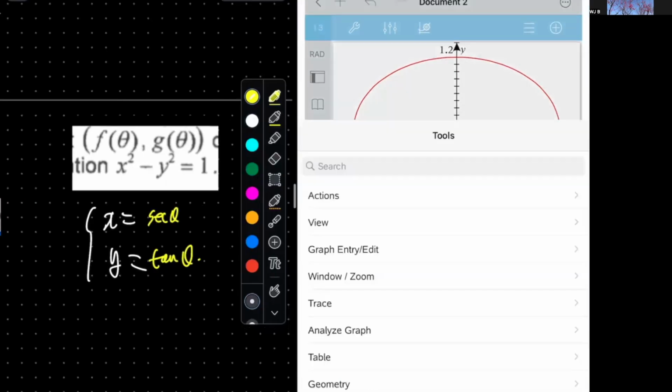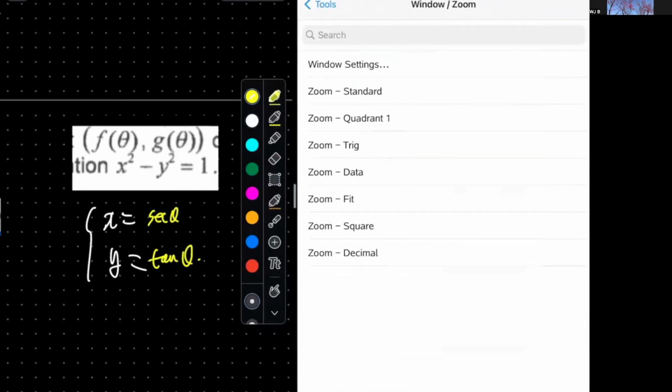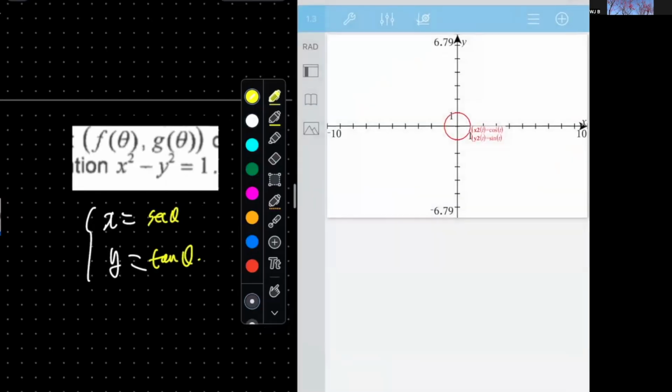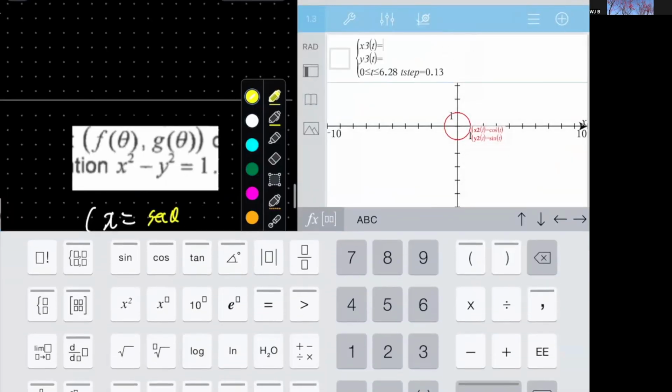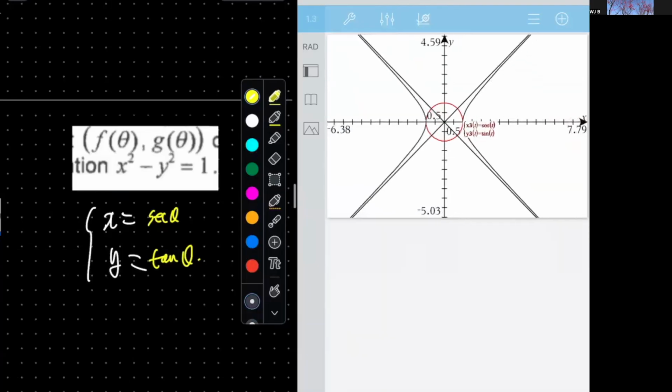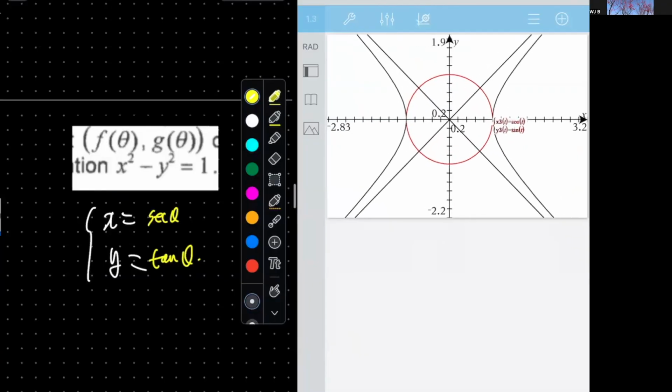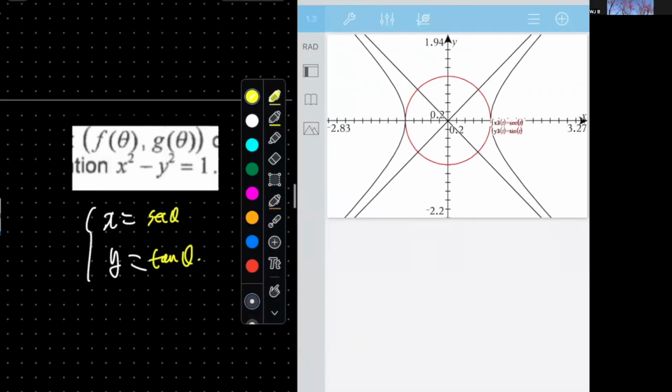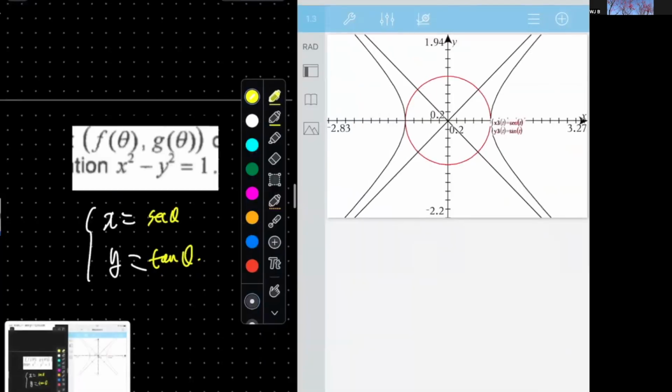So if I change my zoom, maybe to zoom standard, onto this equation I'm going to put secant and tangent. But on the calculator my parameter was given as t instead of theta, so make sure you put t. So I'm going to put tangent t here also, then boom, I do get the hyperbola. And thankfully, if you use a parametric equation, you also get the slanted asymptote. But unfortunately, the calculator doesn't tell you.